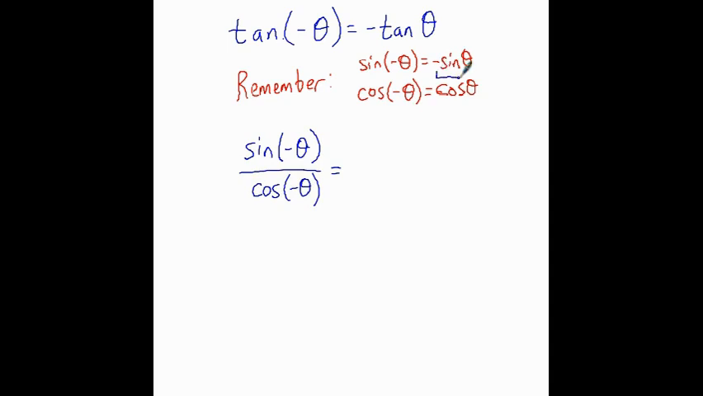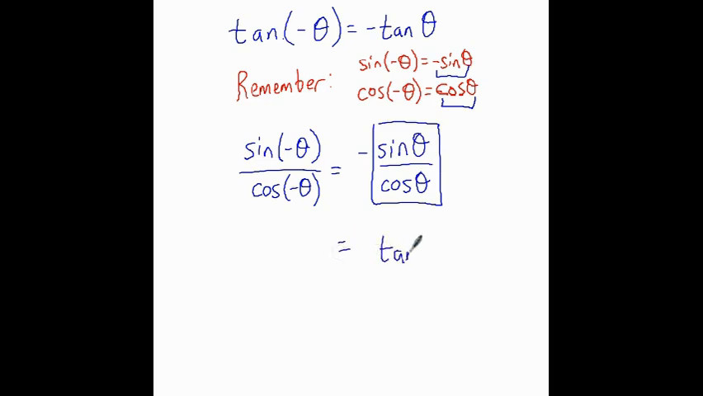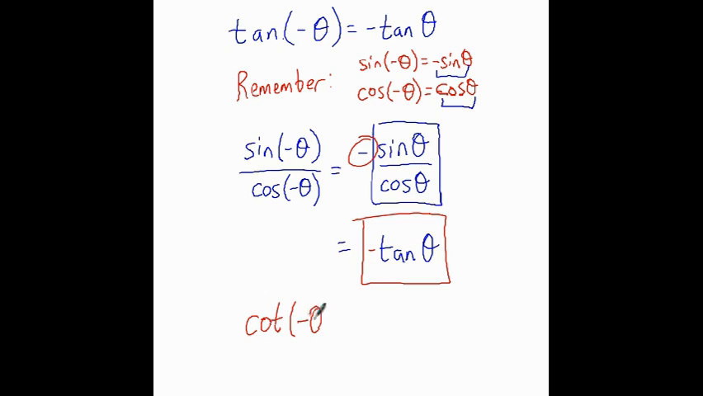Sine of negative theta is negative sine theta, and cosine of negative theta is cosine theta. Once I do that, I see I've got sine theta over cosine theta, which is tangent theta with a negative sign left over. And if we take cotangent of negative theta, we can prove it the exact same way, just with cosine on top and negative sine on the bottom, giving us negative cotangent theta.